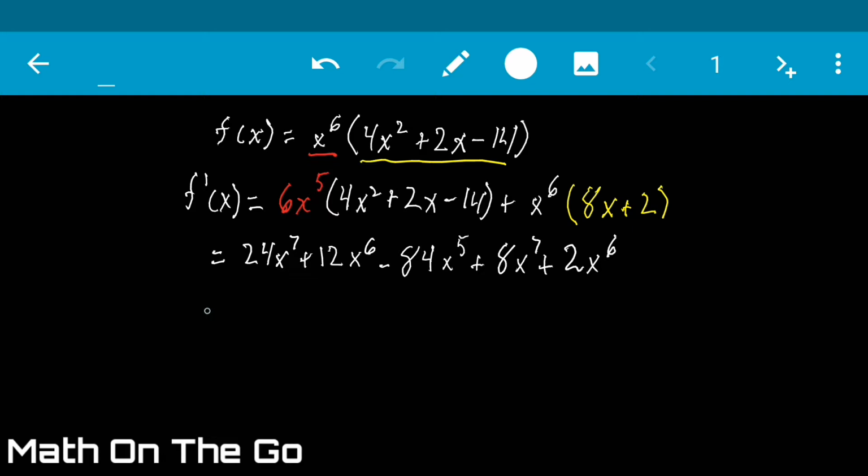And now we can just go through and fix it. We have 32x to the 7. And just to clean things up, we also have 12x to the 6 and 2x to the 6, which gives us 14x to the 6th, and then we're just left with minus 84x to the fifth.